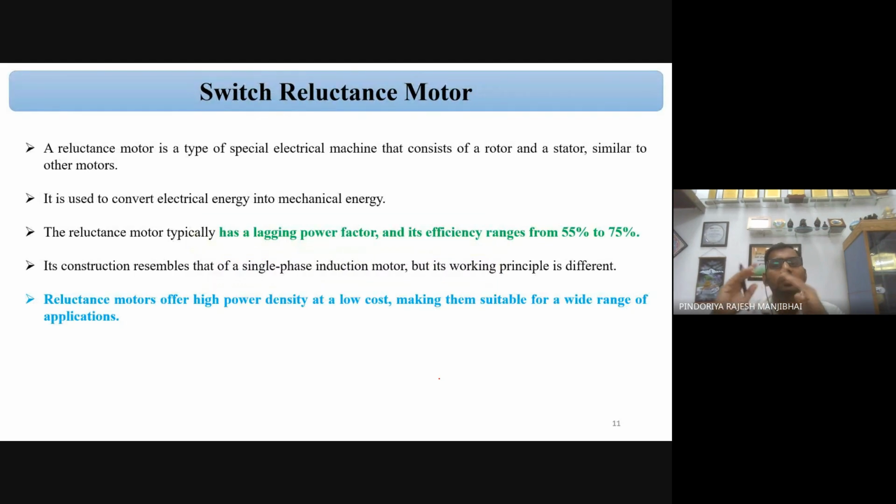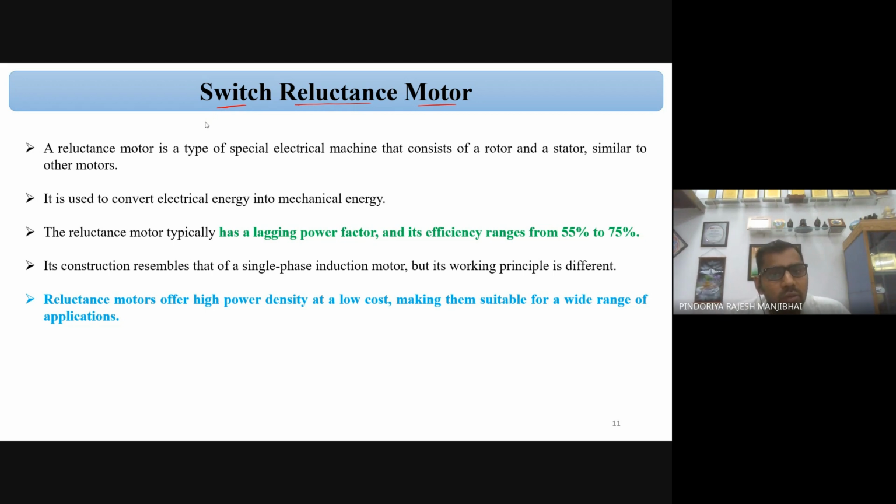So what is a switch reluctance motor? Switch we know already, correct? Switch is nothing but on and off operation. Motor, we know, is an electromechanical device that converts electrical energy into mechanical energy. So the third term is reluctance. What is the meaning of reluctance?